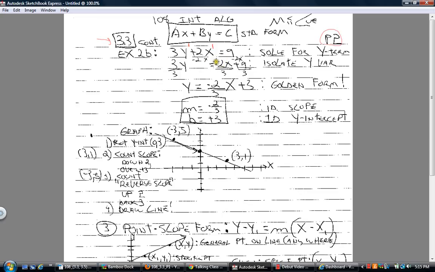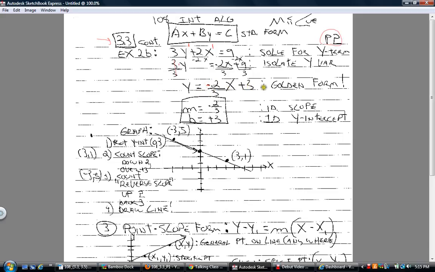Now this is kind of important. You put the x term first, so you're going to have minus 2x. Always put the x term first, plus 9. The coefficient in front of the y is a 3, so to undo multiplication, you do division, so you divide by 3. 3 over 3 equals 1. Y equals, now watch your signs, negative 2/3 x plus 3.